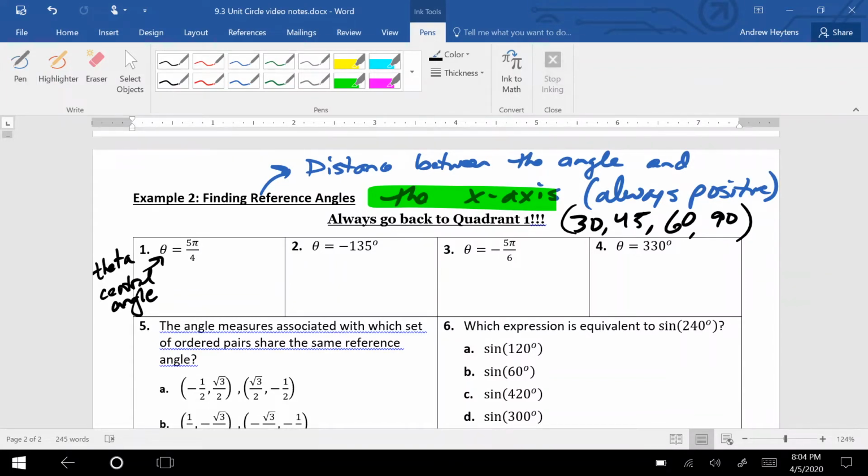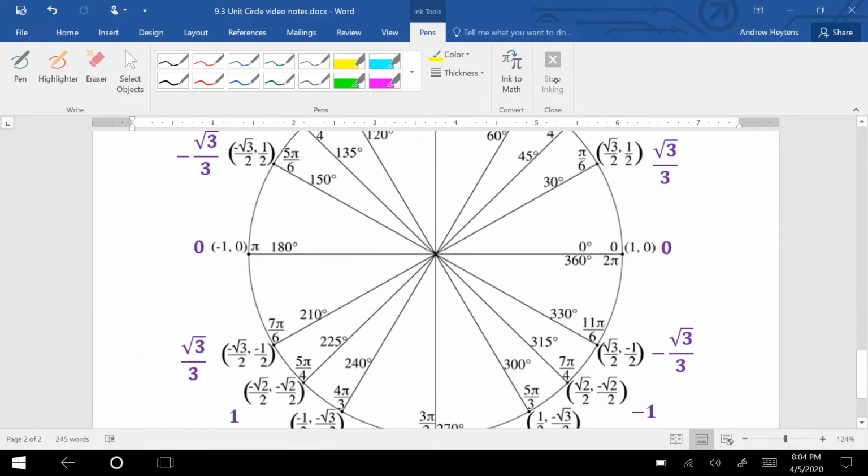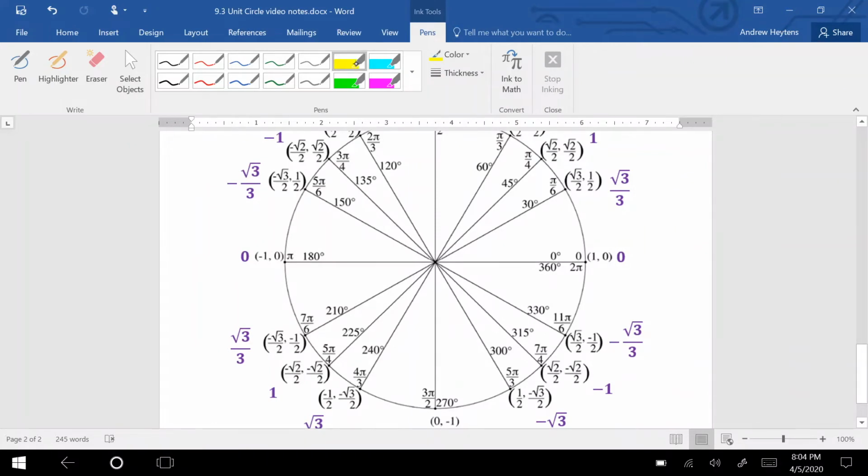They're going to give you an angle, and they want the reference angle. Okay, so first thing I'm going to do is find 5 pi over 4. I'm going to go down here to my unit circle. I'm going to find 5 pi over 4, which is right here. So this line right here is 5 pi over 4. Okay, so I like to just draw triangles. Here's my 5 pi over 4. And remember, this is your x-axis. So the reference angle is the distance between where you're at, 5 pi over 4, and the x-axis, which is right here.